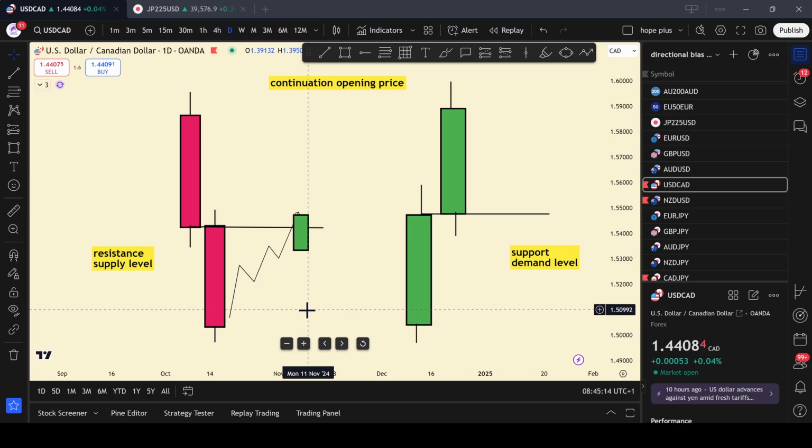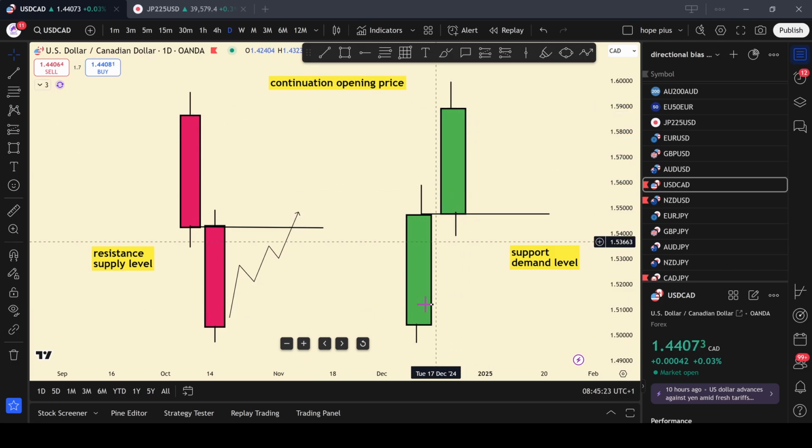And these probability levels increase depending on the overall direction of the market. We have on this side here the bullish continuation opening price. We have two bullish candles. And then price, what you need to do is to mark out the opening price level, which is your support or your demand level. All right. Support or your demand level. And what do?